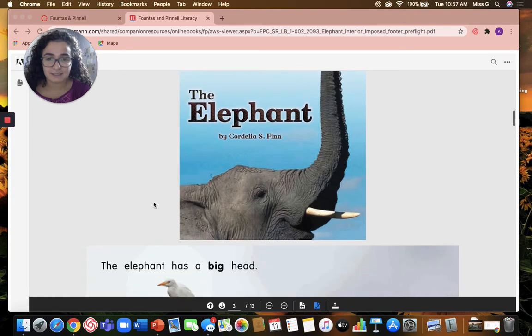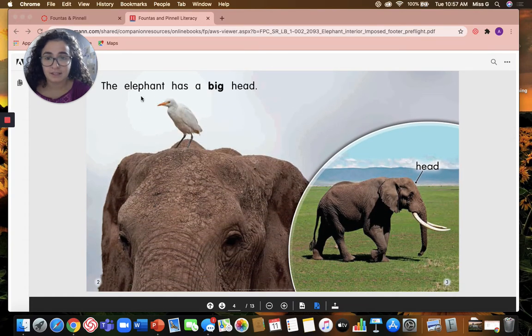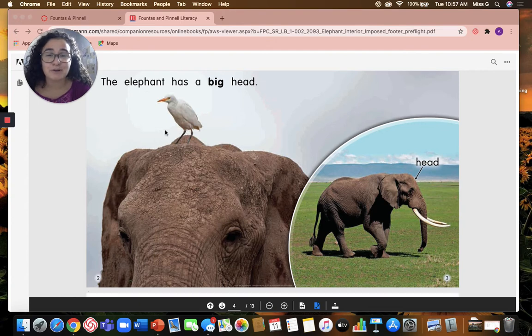The elephant. The elephant has a big head. And whoa, there's a bird resting on the elephant's head. And over here on this picture of the full elephant's body, we can see a label with the word head pointing to the elephant's head.